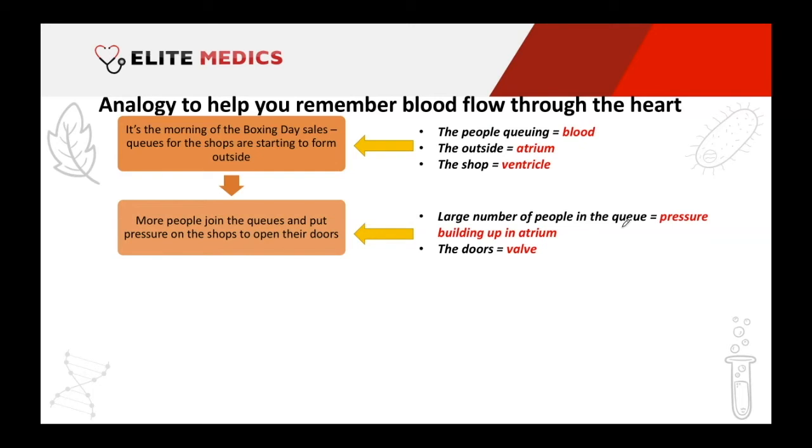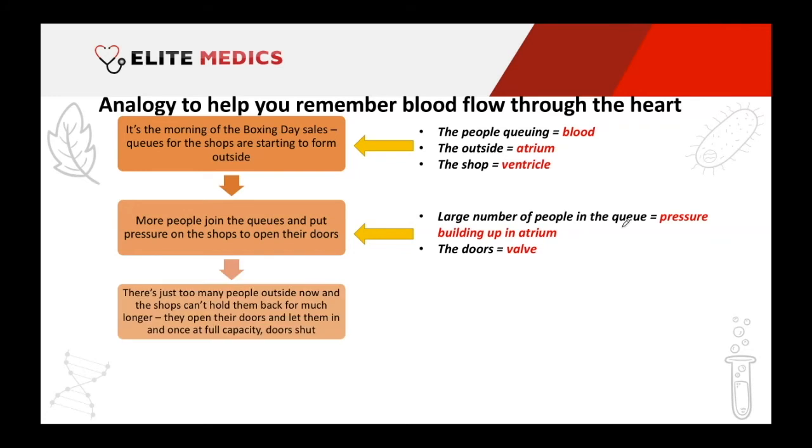But remember, to get into the shop, you've got to go via doors. And just like in the heart, you've got to go via something in order to get into the next chamber. And so we have valves. So the doors in this example are the valves. Okay. Right. So there's just so many people outside now that the shops can't hold them back for much longer.